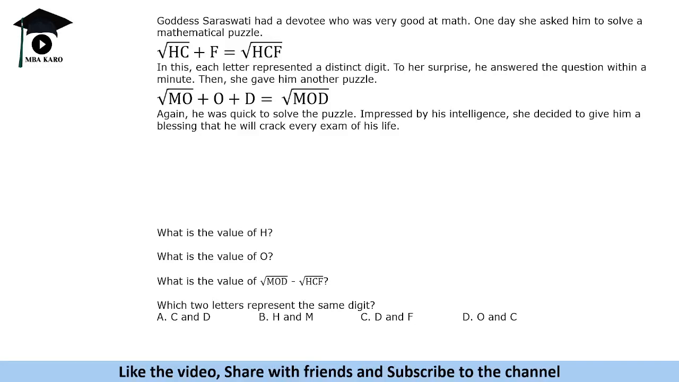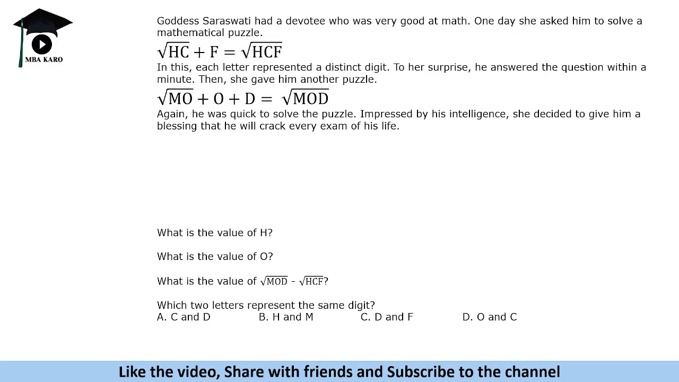I hope you must have solved this set and enjoyed solving it. It says that Goddess Saraswati had a devotee who was very good at math. So she gave him two puzzles. Okay, and he answered both of them very quickly. Let's see how fast you could have answered them.